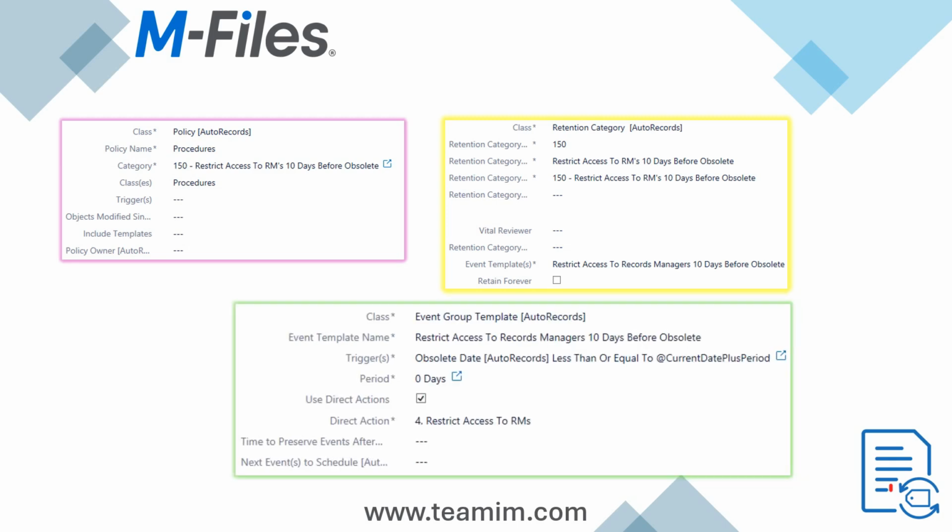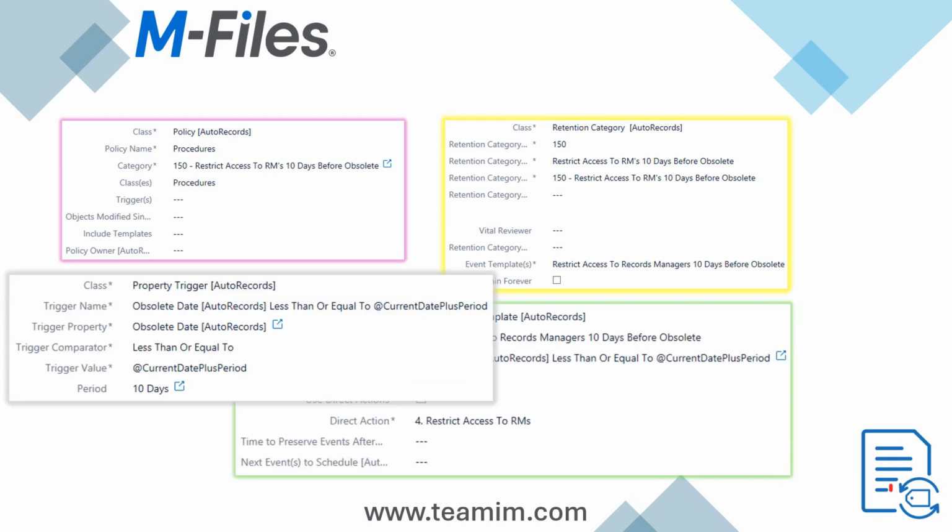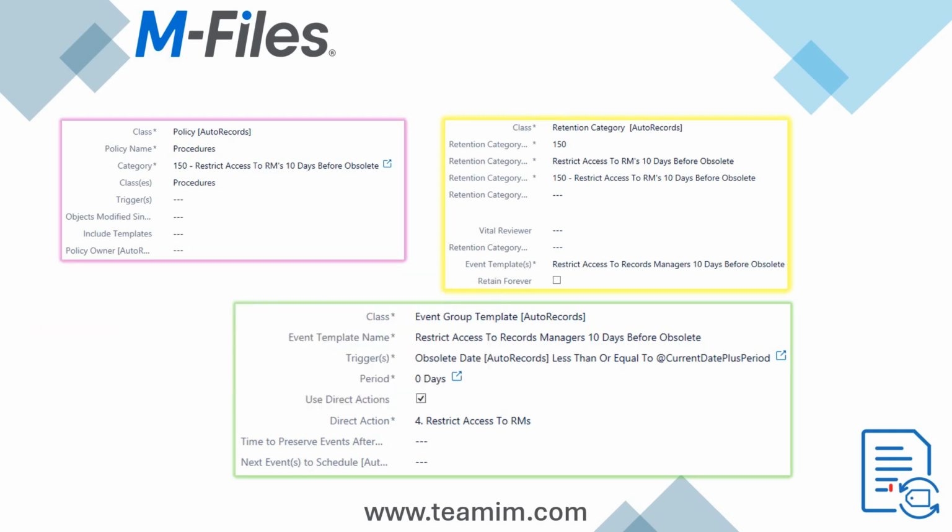The event group template was configured to use a property trigger with @current_date plus period keyword, which evaluates the obsolete date against a day 10 days in the future from the current date based on a 10-day period. And finally, once the trigger is true, we configured it to wait a period of 0 days before performing a direct action to restrict access to the records managers.